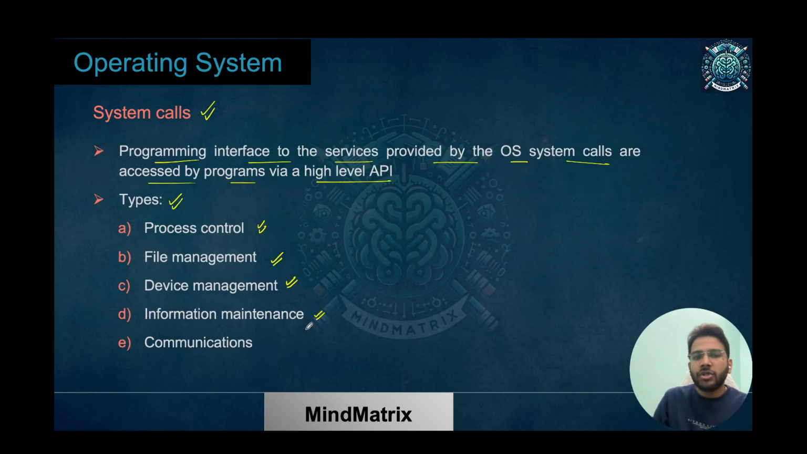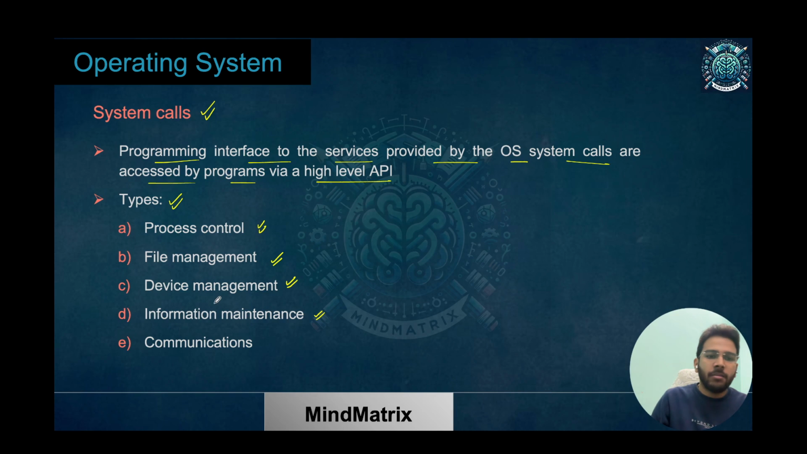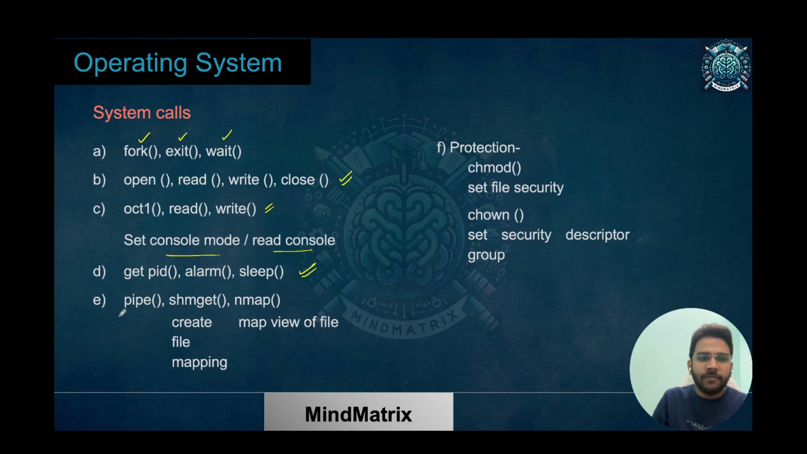Then for information maintenance, we also have certain system calls: getpid, alarm, sleep, right? And for communication between the processes, we have system calls like pipe, mmap, or shmget, that is CreateFileMapping. For protection as well, we have certain system calls: chmod, SetFileSecurity, chown, that is SetSecurityDescriptorGroup. So these are not very important.